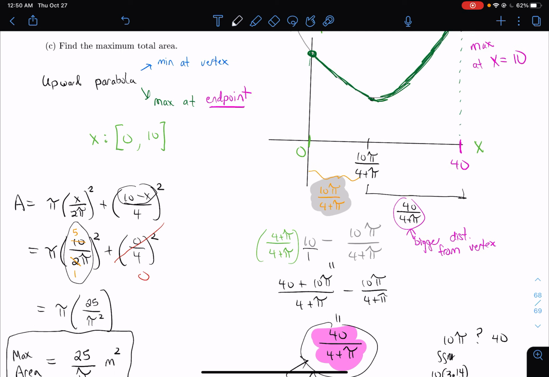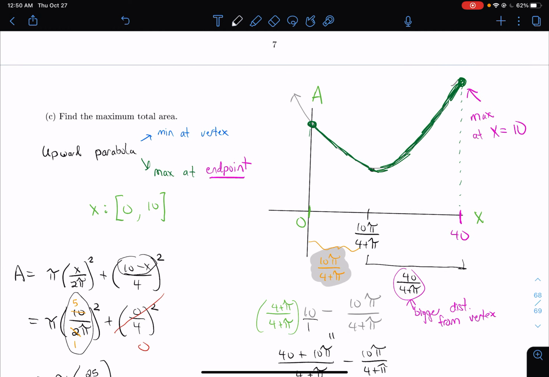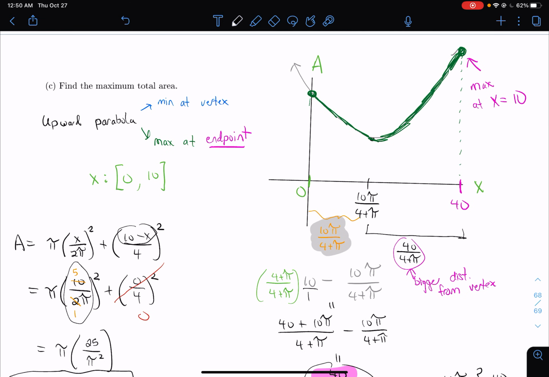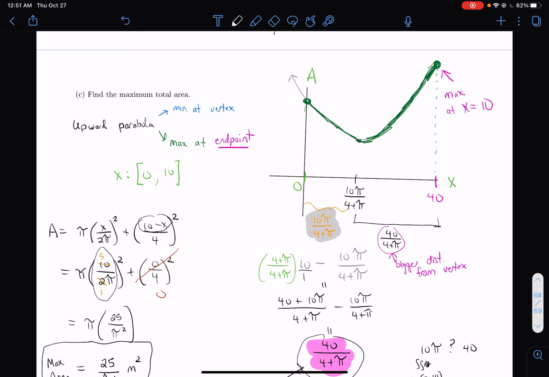Let me just do a quick check. In my last part, did I include units? Oh yeah, I got meters over there. Okay, so the big takeaway from this is, if I'm looking for a max or a min, and it doesn't happen at the vertex, well then it might be happening at an endpoint. And that's what happened here. It might be happening at an endpoint of my interval.